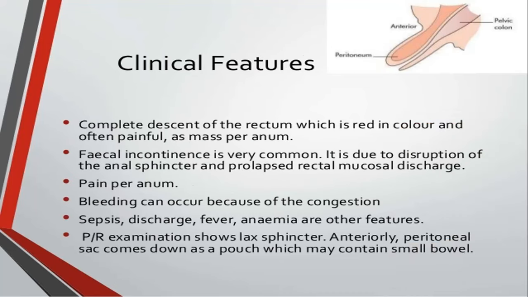Clinical features are simply the same: rectal bleeding, sepsis, pain, and complete fecal incontinence. On PR, you can see a lax sphincter. There is decreased sphincter tone, and anteriorly the peritoneal sac comes down as the pouch of Douglas.